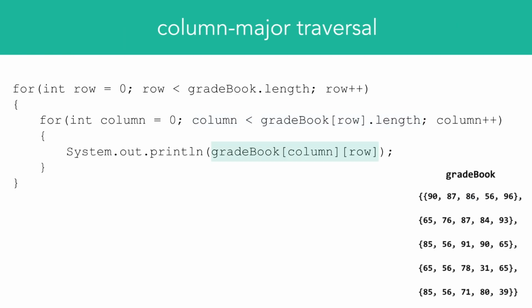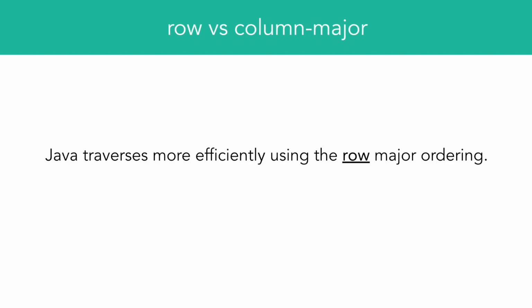If we switch the placement of the row and column when accessing the gradebook, this will change the way that the 2D array is traversed. With the switch, the outer loop, row, now represents the column, and the inner loop, column, represents the row. As the column variable iterates, it moves through each row value while the variable row stays on the same column value. It's important to note that Java traverses more efficiently using the row major ordering.